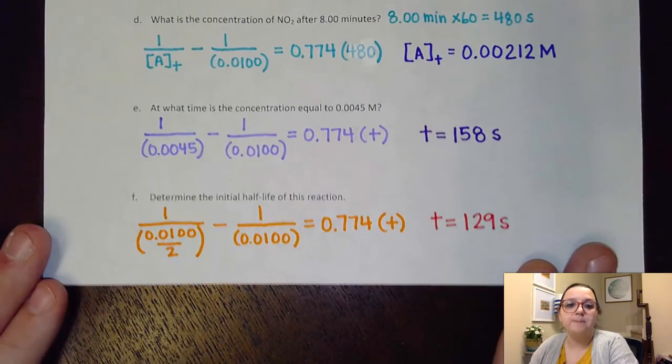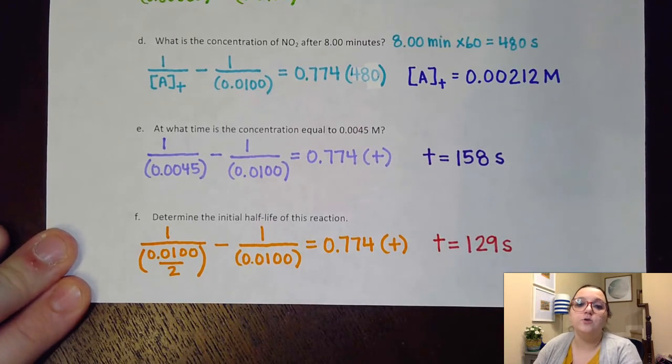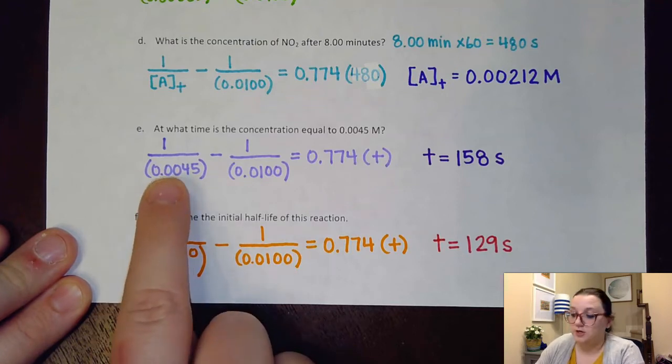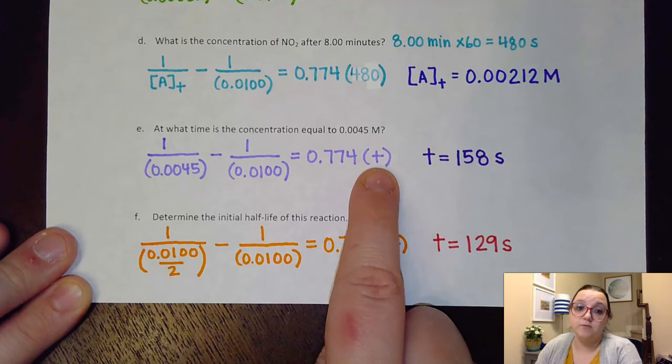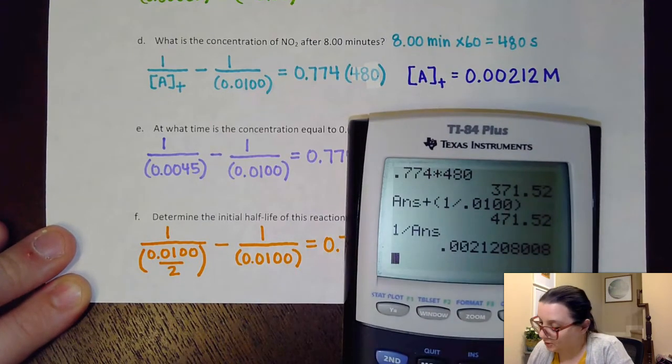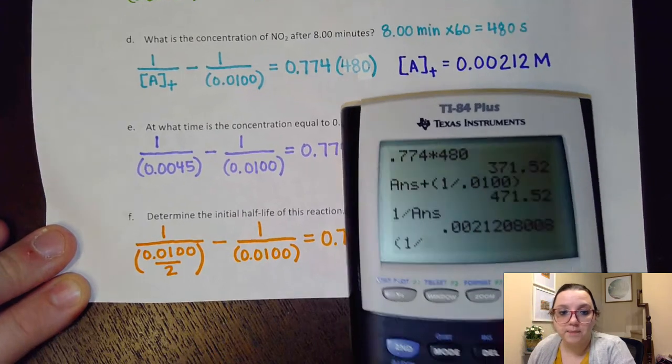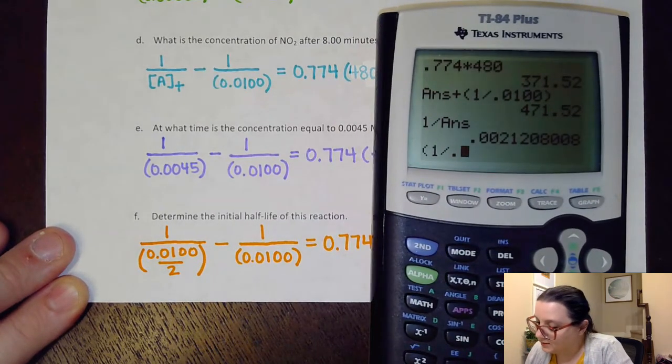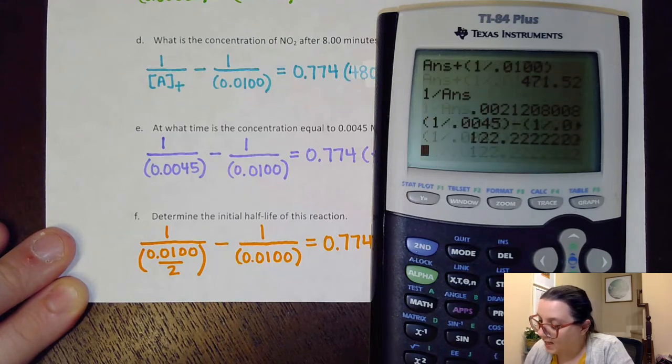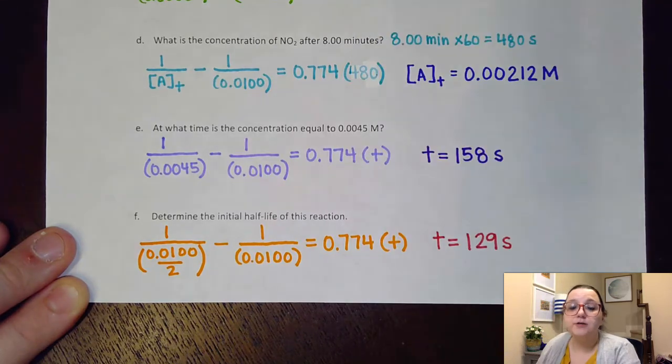So then it asks, hey, at what time is the concentration equal to 0.0045 molarity? And so what I did is I plugged that in for my concentration of A at the time that I'm trying to solve for. And so here I would do 1 divided by 0.0045 minus 1 divided by 0.01. And then to get t all by itself, I would divide by my 0.774. And that gets right around 158, and again, seconds, because that matches up with k.